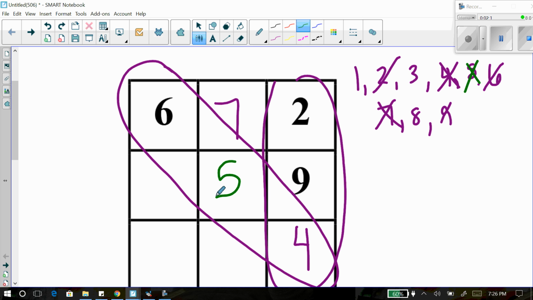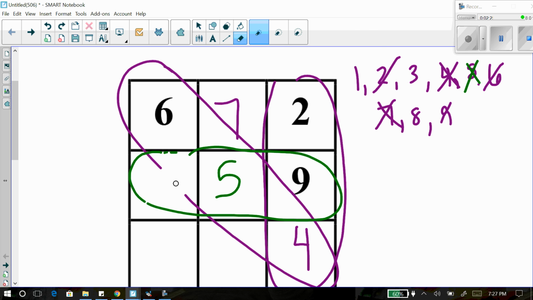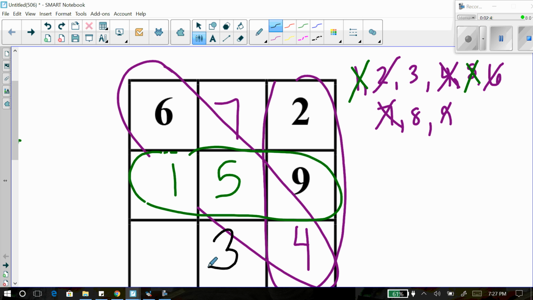All right. The last three numbers I have are 1, 3, 8. I'm going to do this center row. 5 plus 9 is 14. If I put a 1 in there, that will add to 15. Cross it off. 3 and 8 are left. So we know 7 plus 5 is 12, plus 3 gives me 15. So this tells me, last but not least, this has to be an 8.